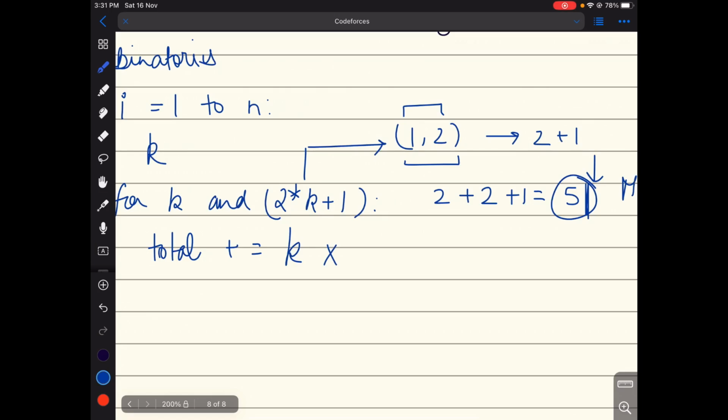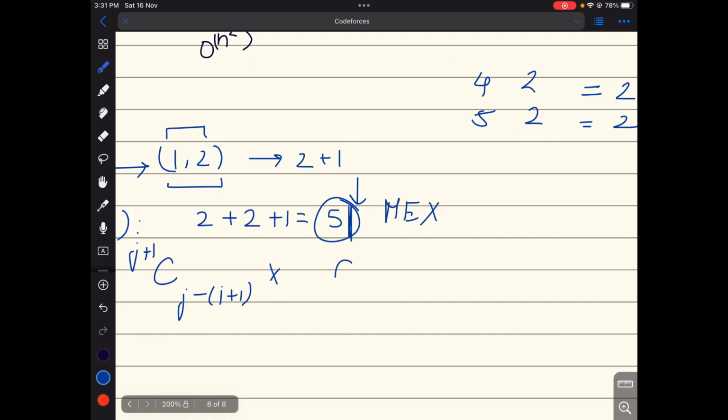So MEX can occur more than once, so we are multiplying it k times, and we will find the combinatorics, that is the combination of C given j plus 1 and j minus i plus 1, which will again be multiplied by n minus j and i minus j minus i plus 1.